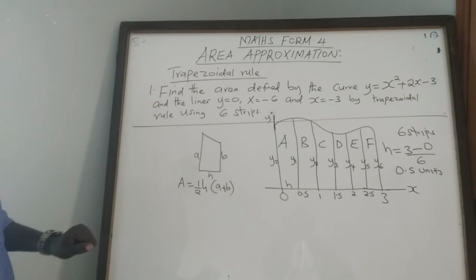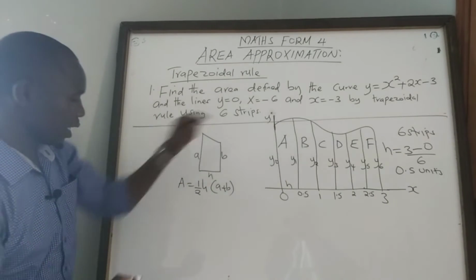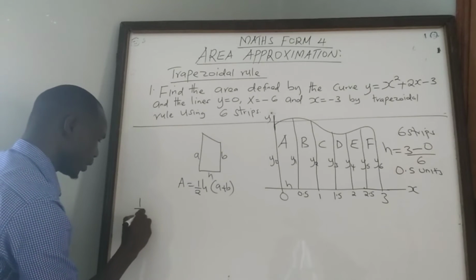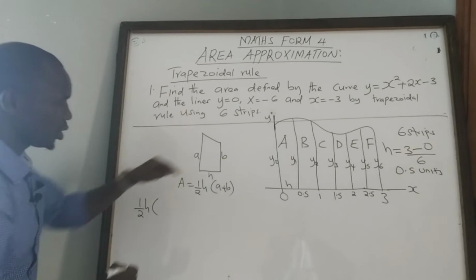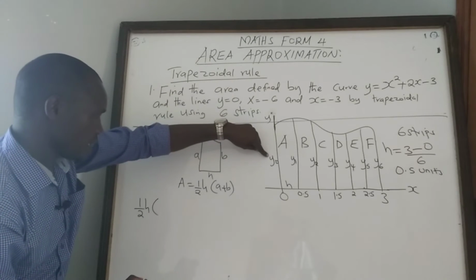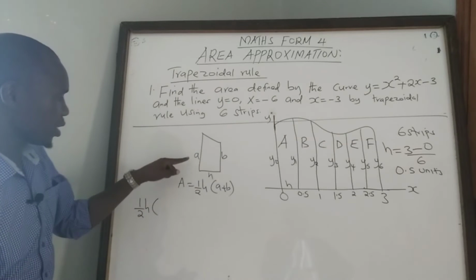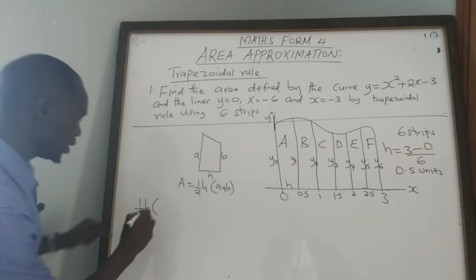So for us to get the area of the first one here, that is the area of A, we are going to have half times h times the first values of the heights, y0 and y1, which represent A and B respectively.